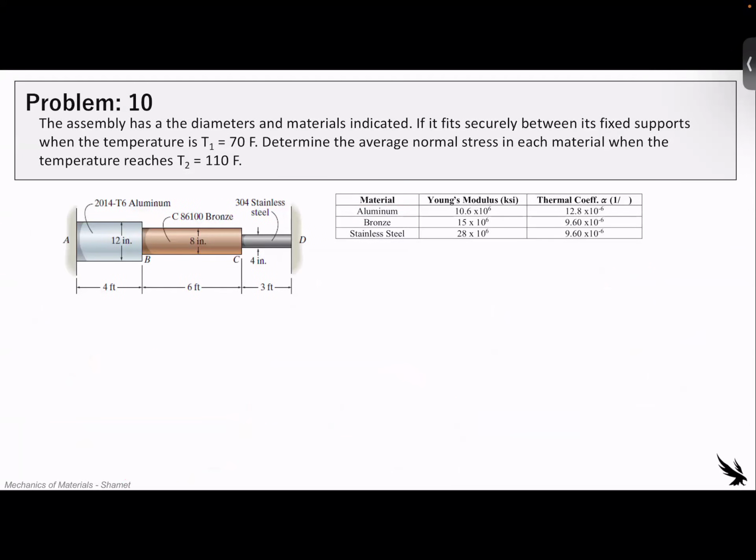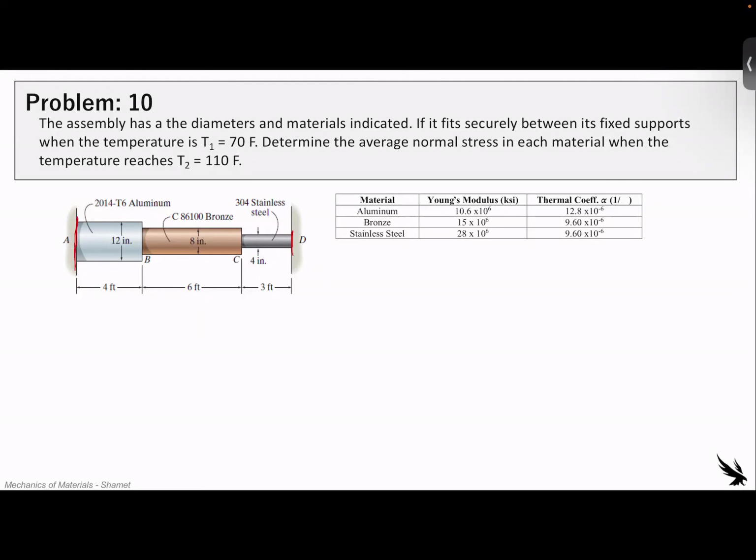Okay, last one. This is a thermal coefficient problem. And it is an assembly of three different types of materials with three different areas or cross sections. So they have different Young's modulus, different thermal coefficients. For whatever reason, they're on a fixed support shown in that little cartoon on the bottom. Now, what we want to do is determine the average normal stress in each material when the temperature reaches 110 degrees Fahrenheit. So at 70 degrees Fahrenheit, where it currently is, it fits snugly inside this area. So snugly meaning they're just kind of resting here perfectly.